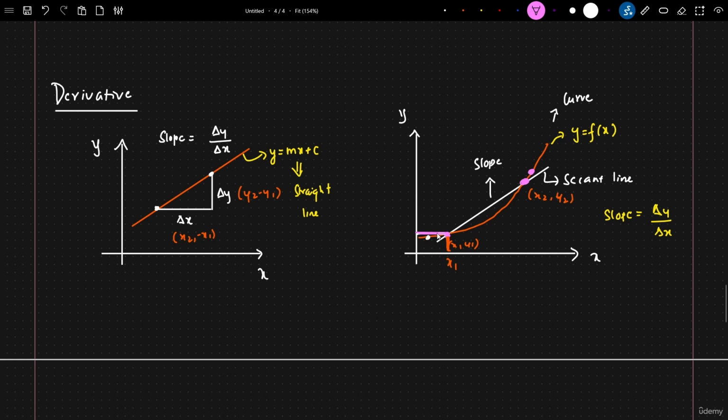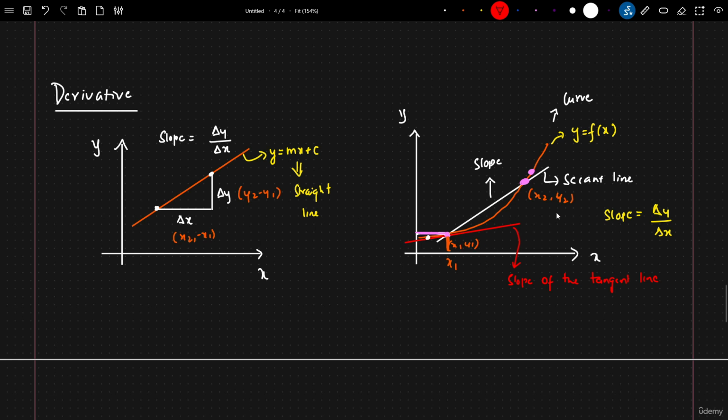But in this scenario, obviously I cannot draw the secant line, because to draw the secant line I require two coordinates. So usually what happens is that this can also be solved. And for this, you need to draw a tangent line onto this particular point. When you draw a tangent line, you then go ahead and calculate the slope of the tangent line.